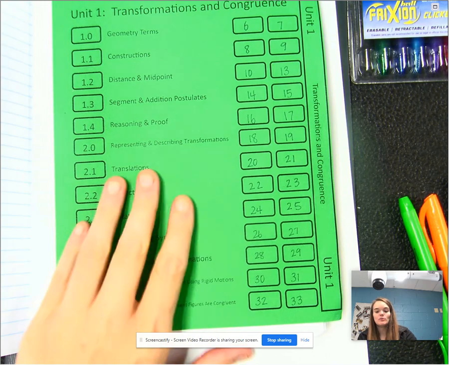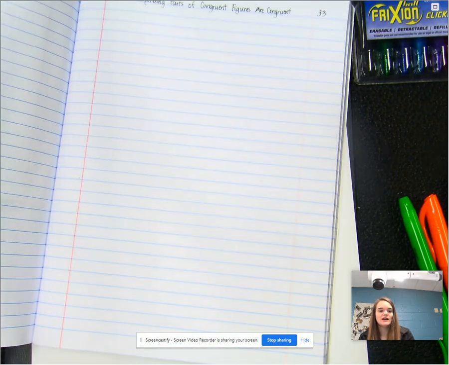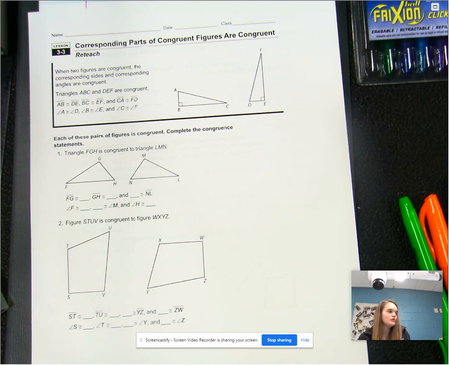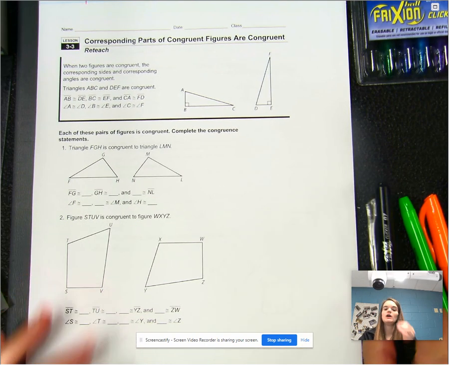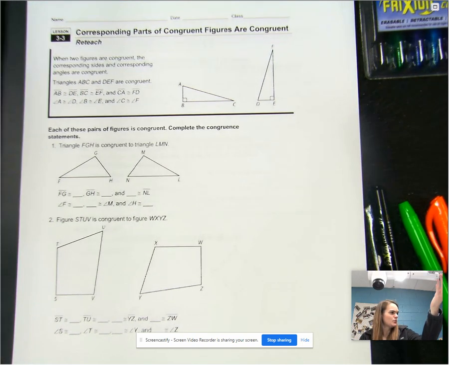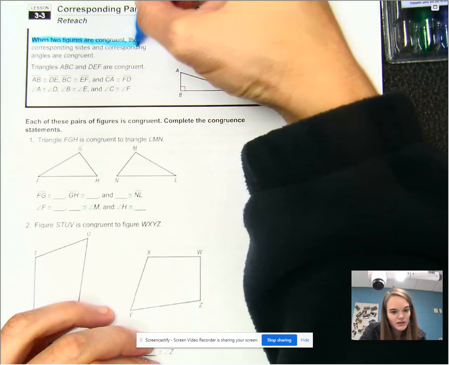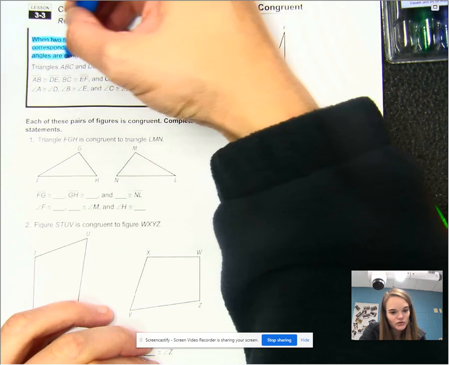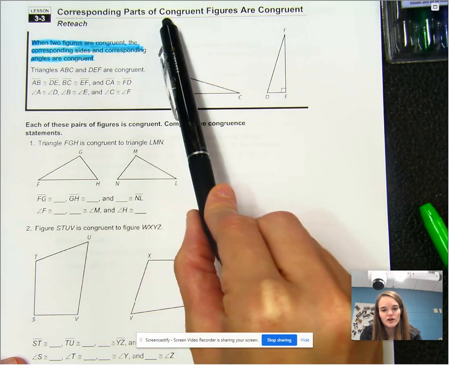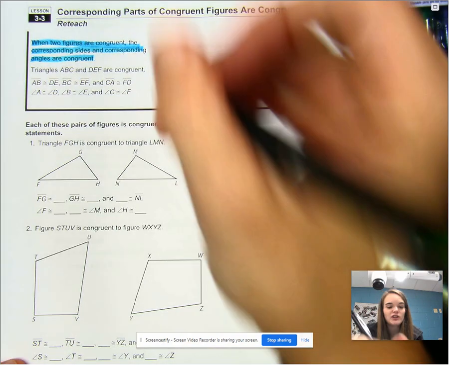Okay, so I'm going to put my notebook to the side because I'm actually just going to work on this sheet that I have. If you don't have a sheet, you're writing on these 2 pages. Otherwise, we're just going to move that to the side. We're going to talk about corresponding parts of congruent figures, and we're actually going to cut them in a minute as well. So let's see what it says. When 2 figures are congruent, the corresponding sides and corresponding angles are congruent. By the way, there is a shortcut for corresponding parts of congruent figures are congruent. You can only use the shortcut if you understand what it stands for.